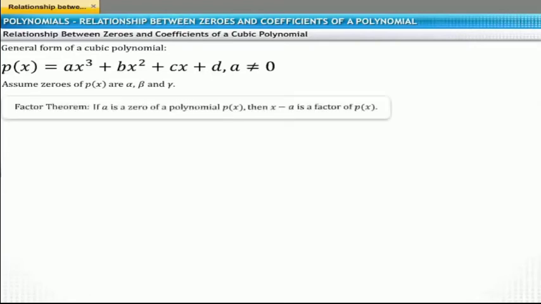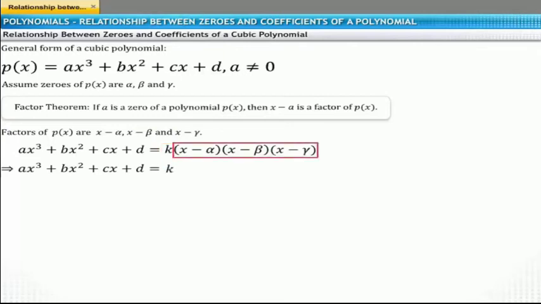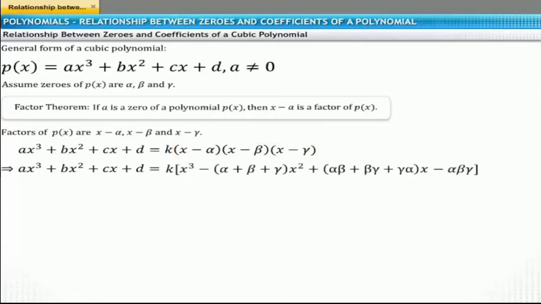Now a cubic polynomial, that is p(x) is equal to ax cube plus bx square plus cx plus d, where a does not equal 0. So they are the three zeros, alpha, beta and gamma. The factor theorem again says if a is a zero of a polynomial p(x), then we can say x minus a is a factor of p(x). On that basis, x minus alpha, x minus beta and x minus gamma are the factors of the given cubic polynomial. Again we will write in that procedure, ax cube plus bx square plus cx plus d is equal to k times (x minus alpha)(x minus beta)(x minus gamma).